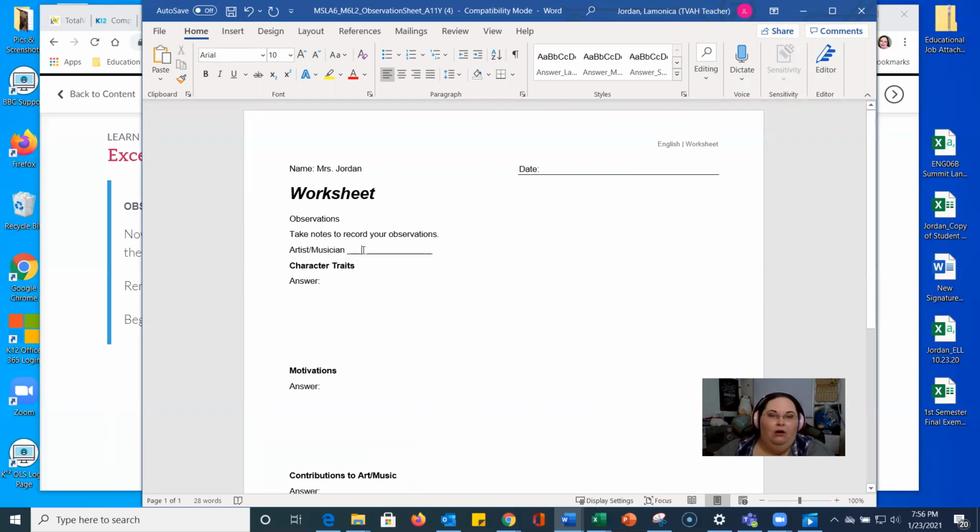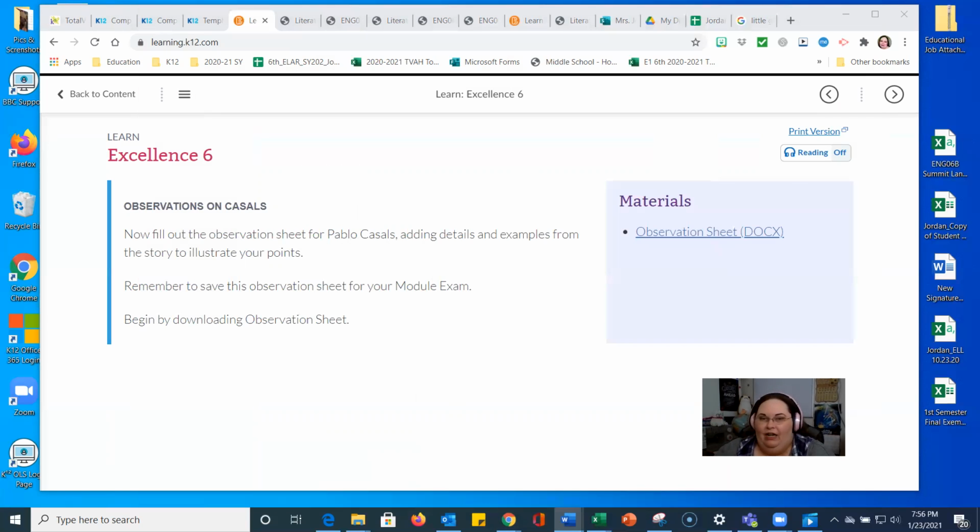So we're going to put in artist. What is the artist's name? Pablo. Something like that. Let me check the spelling. I have to have it on one screen and not the other, so I can see Pablo. Oh, it's just one S at the beginning. Casals. Okay. Character traits. So what character traits does he exhibit?